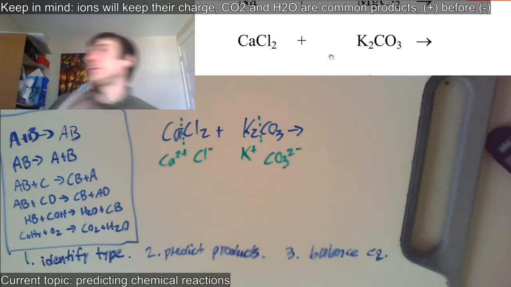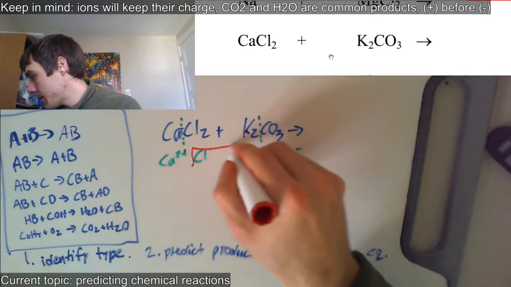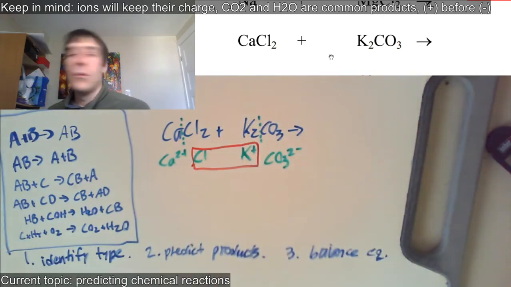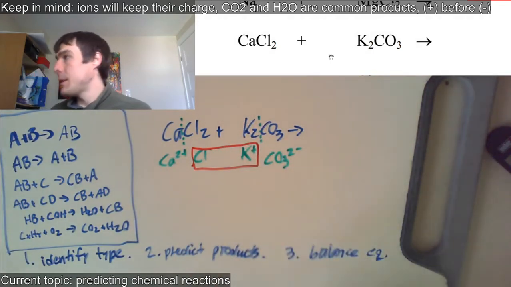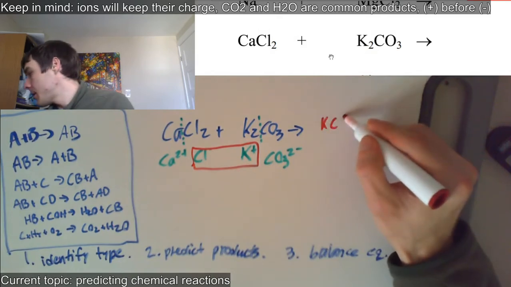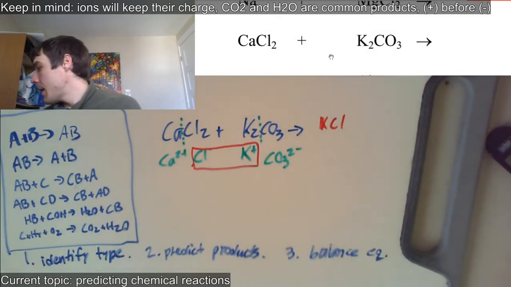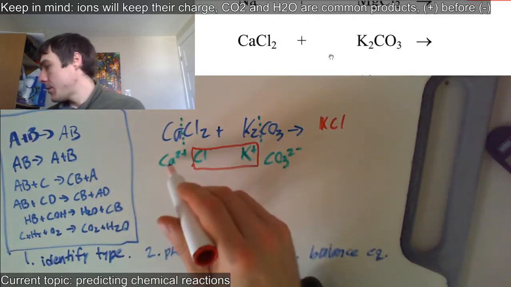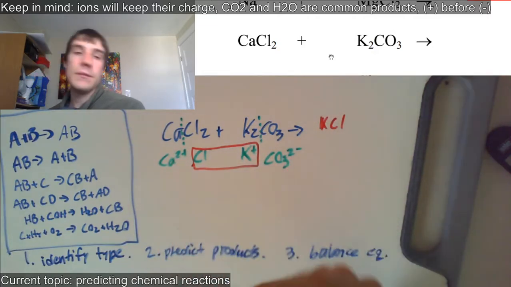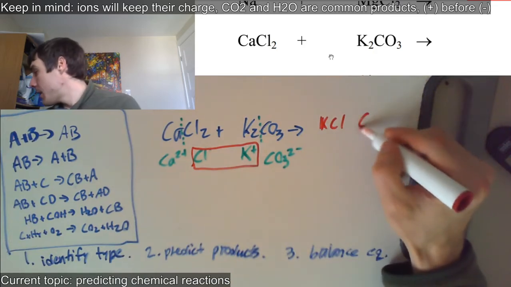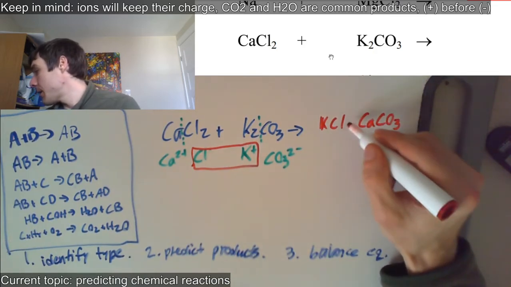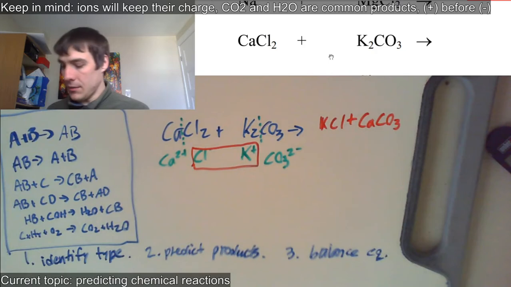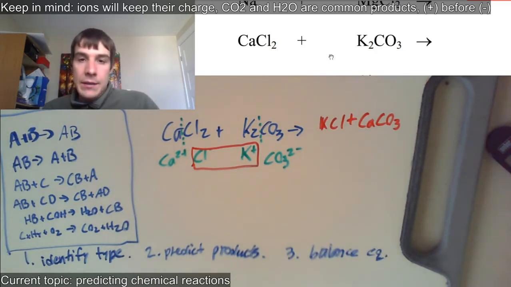So the potassium is going to get with the chlorine 1-to-1 because it's K+ and Cl-. That's going to be KCl. Right, they're just going to swap. And the calcium is going to get with the carbonate, 2+, 2-, so 1-to-1 ratio, CaCO3. So you got KCl, CaCO3.